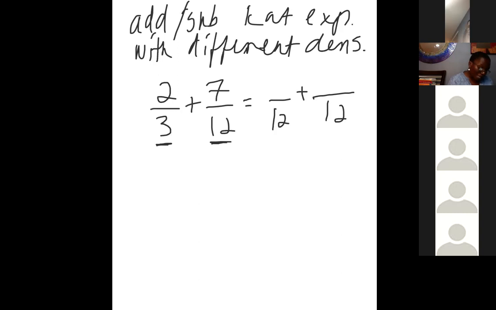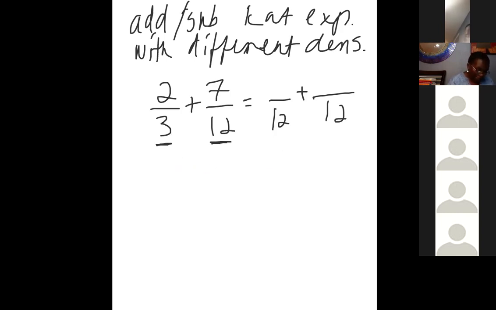Now, I know some of you are saying, well, why can't I multiply 3 times 12 and get 36? That would work, but this is not the LCD. Nope, that's not the lowest common denominator. So guys, you got to find the LCD. Okay, now, additionally, if you change the numerator, you have to change the denominator.